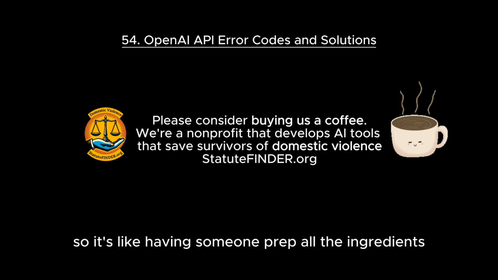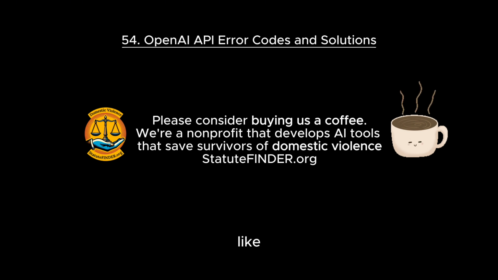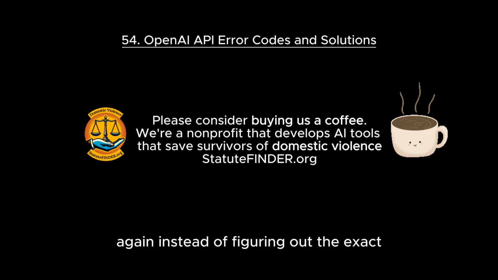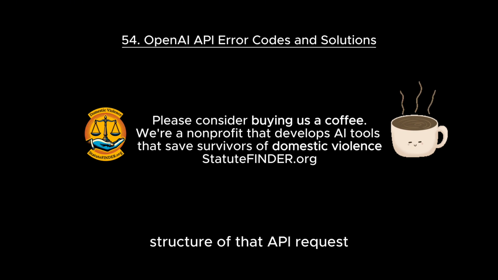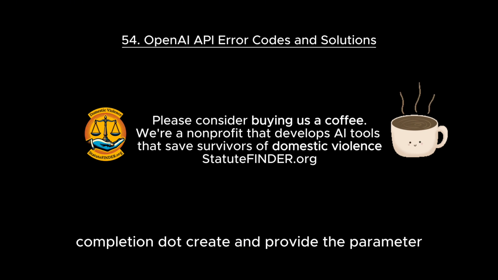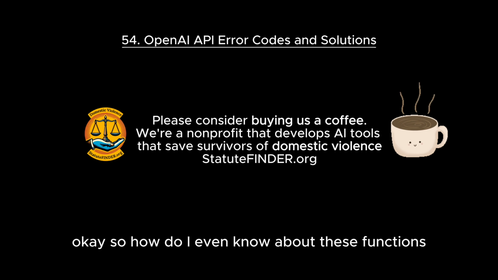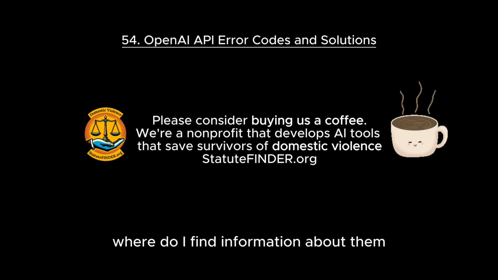Oh, okay. So it's like having someone prep all the ingredients. Exactly, exactly. Yeah, like let's say you want to use that text generation endpoint again. Instead of figuring out the exact structure of that API request, you can just use a function like openai.completion.create and provide the parameters. And it just takes care of all the details? It takes care of all the details for you, yeah. Wow, okay. So how do I even know about these functions? Where do I find information about them?